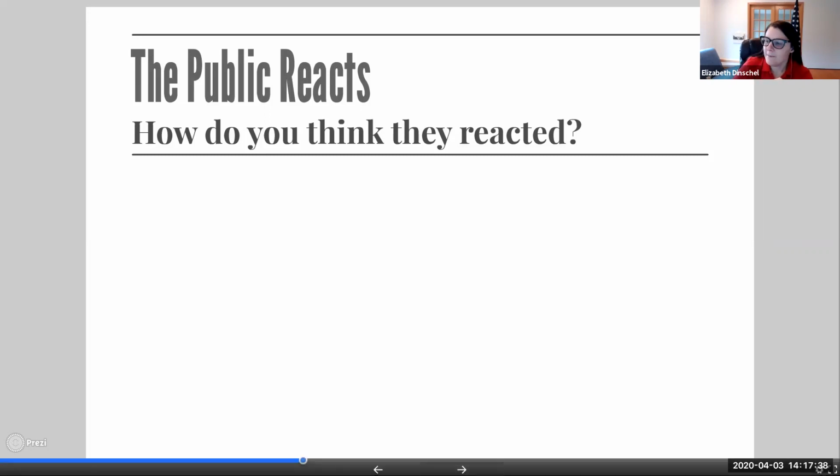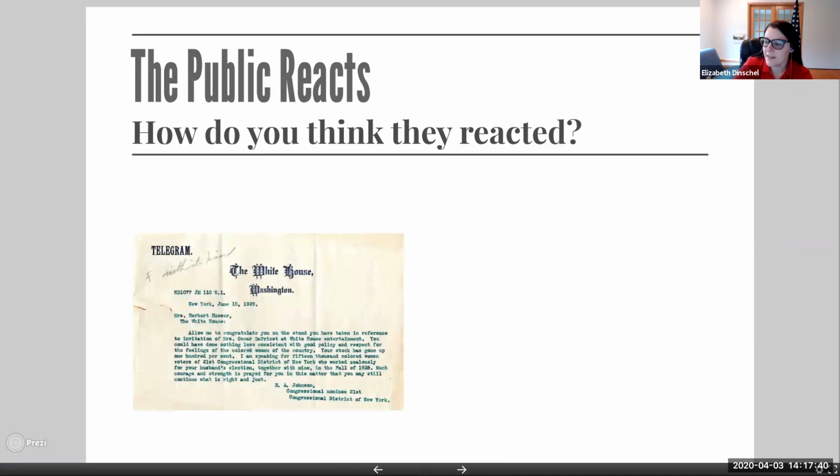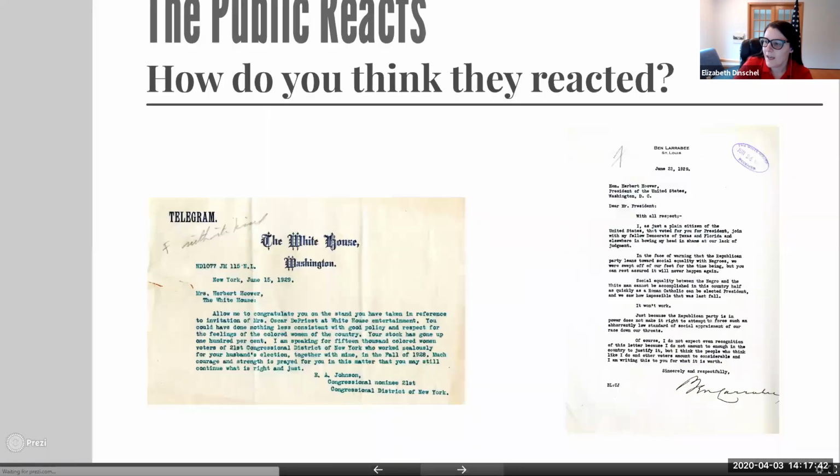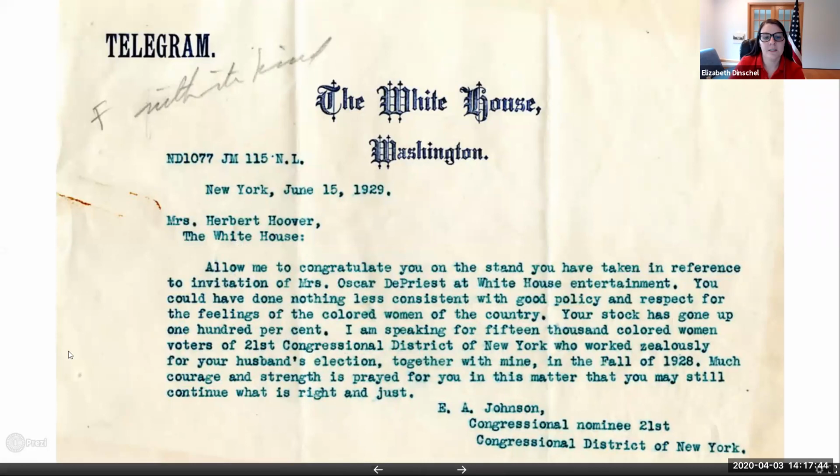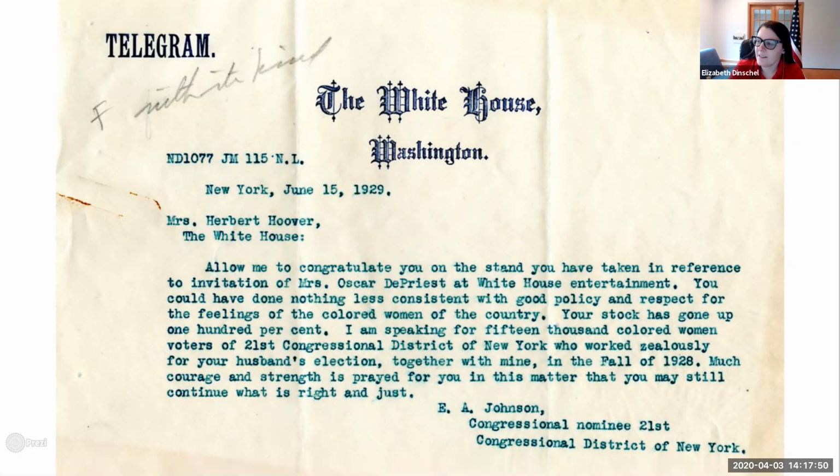We're going to look at some letters that came in. And this one's a telegram that came into the White House. And it starts off, "Allow me to congratulate you on the stand you have taken in reference to invitation of Mrs. Oscar DePriest at the White House. You could have done nothing less consistent with good policy and respect for the feelings of the colored women of the country. Your stock has gone up 100%."